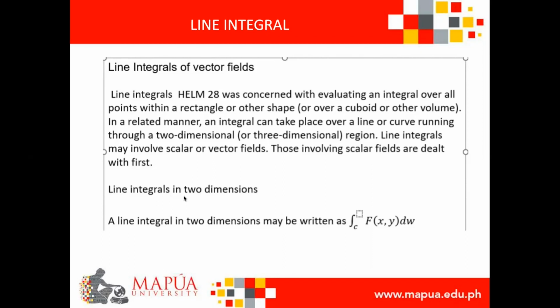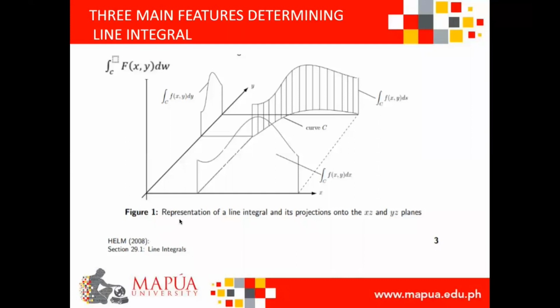Line integrals in two dimensions. A line integral in two dimensions may be written as the integral of f(x,y) dw with respect to the given curve C. In this figure, we have the representation of a line integral and its projection onto the xz and yz planes. So there are three main features of determining this line integral, that is, the integral of f(x,y) dw with respect to C.